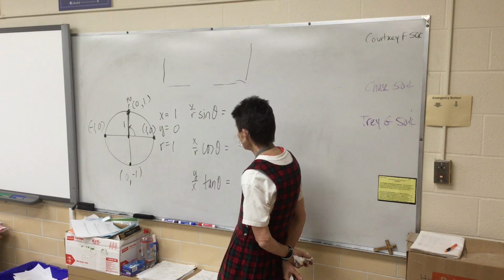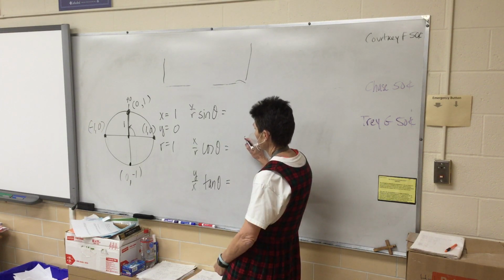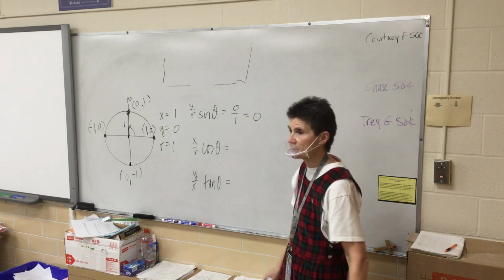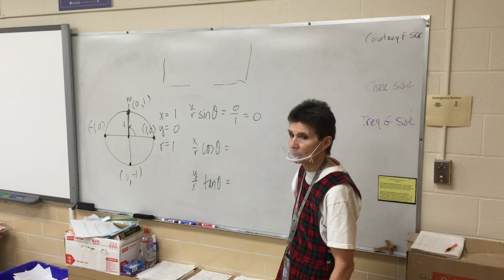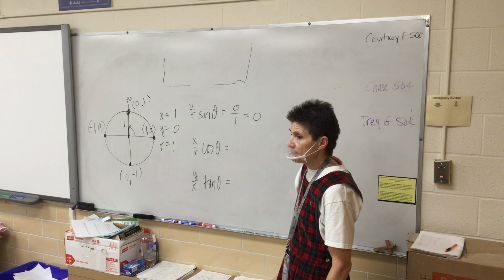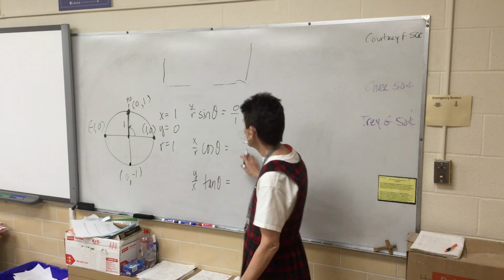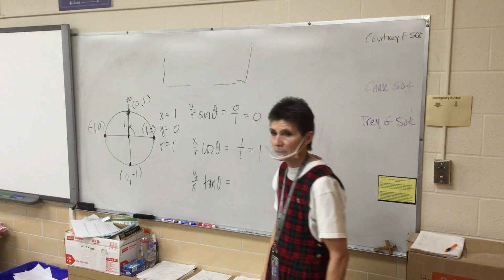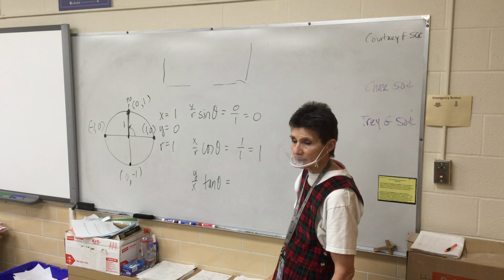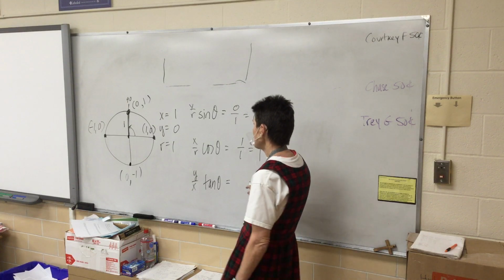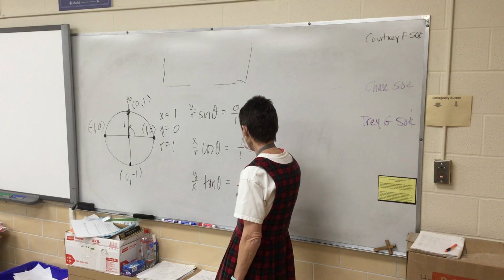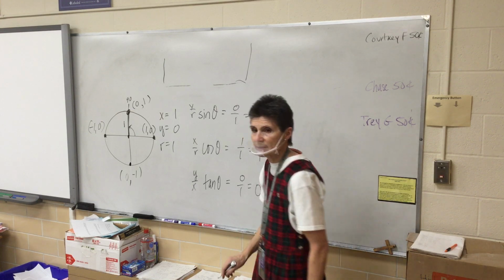Jake, what do you have for the sine? 0 over 1. Yep, which is 0. Remember, 0 on top is okay, so 0 over 1 is 0. All right, good. Brandon, what'd you get for cosine? 1 over 1, which is just 1. Perfect. And Nyla, what'd you get for tangent? 0 over 1, which again is 0.